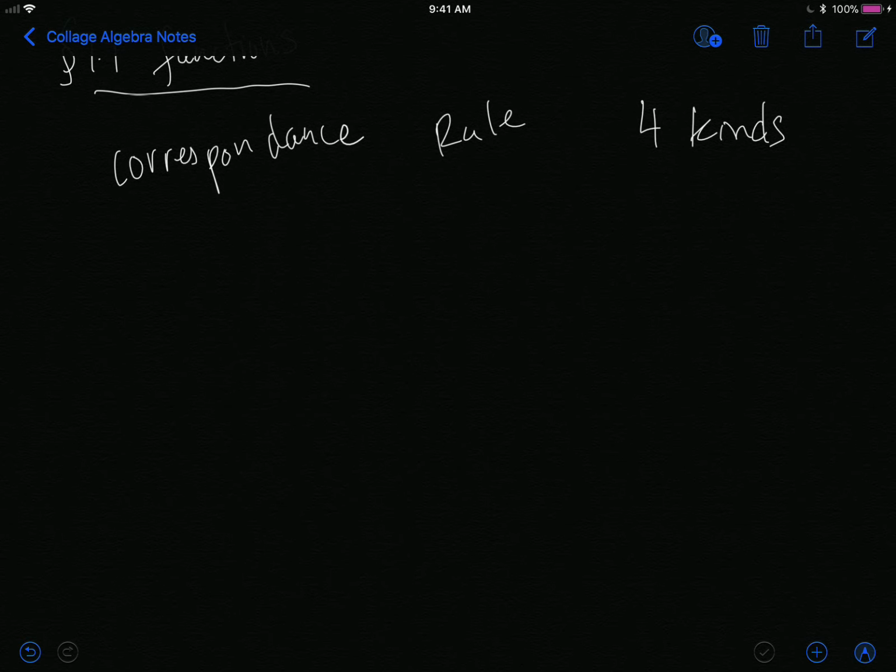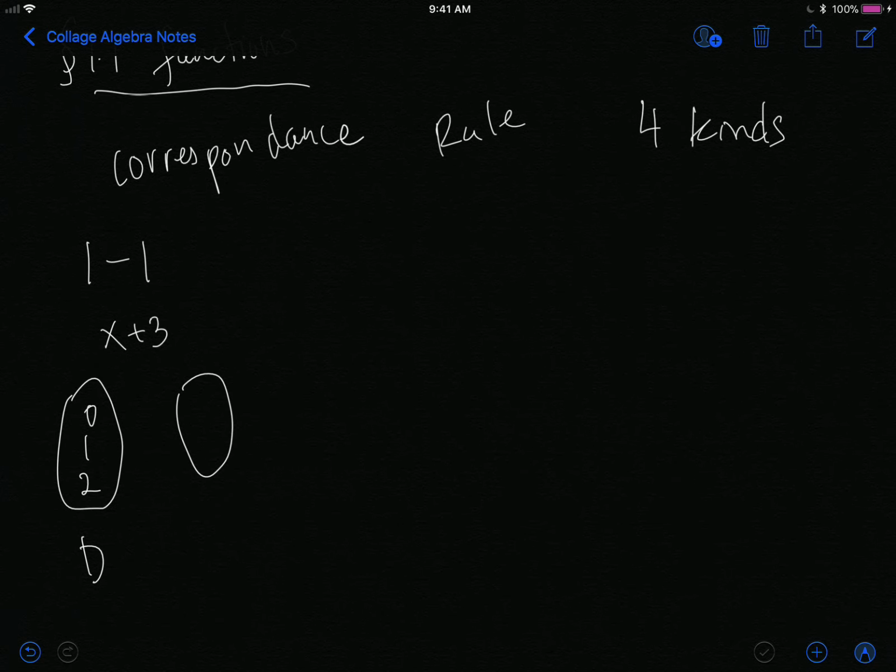The first is called a one-to-one correspondence. For example, x plus 3 is a one-to-one correspondence. The first set is called a domain. Let's put it here, 0, 1, and 2. Your second set is called your range. Your domain can have more than 3 numbers. I'm just simplifying here. In fact, your domain can have an infinite number of numbers.